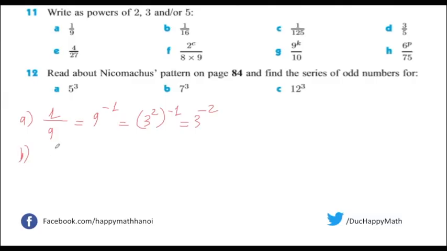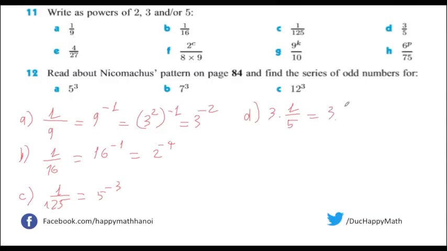In the same way with the 1 over 16, it means 16 to the negative 1 and equal to 2 to the negative 4. And C, 1 over 125 means 5 to the negative 3. D, you have 3 times 1 over 5, which means 3 times 5 to the negative 1. E, you will have the 4 over 27, which means 2 squared times 3 to the negative 3.